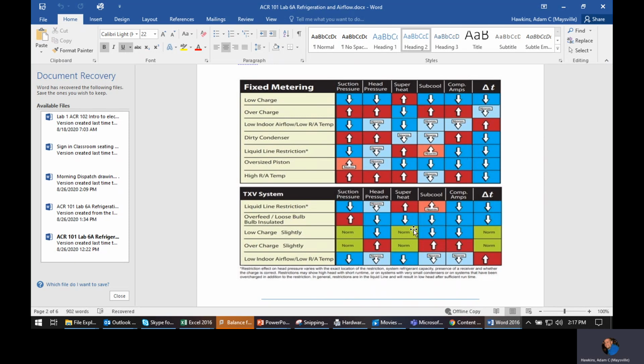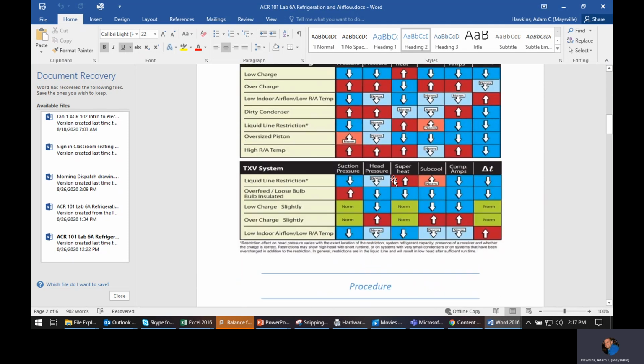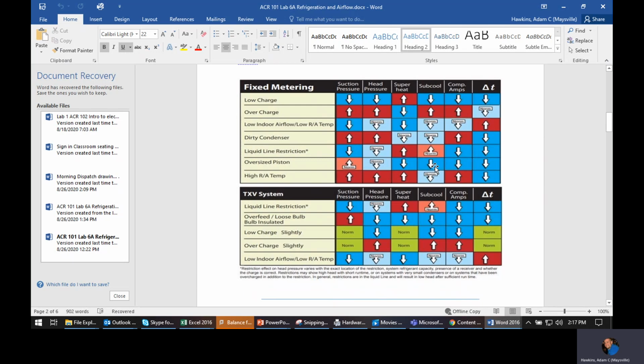And it also doesn't mean that you shouldn't check superheat on a TXV system, but you shouldn't charge a system based on superheat alone if it's a TXV, because that TXV is going to open and close. And so it should be normal unless something's way out of whack. So I always like to check it, but I don't use that as my big test.